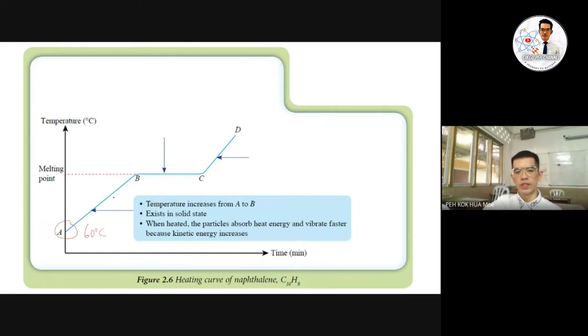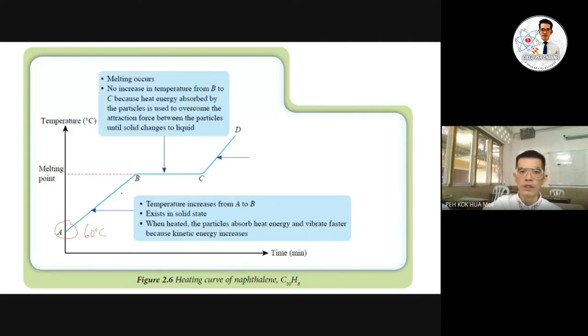This is because the kinetic energy of the particles increases. So that means here you have to know that the temperature increase is due to the kinetic energy of the particles increasing. Okay, and then you can see the curve at B to C is actually a straight line. There is no temperature change here. If there is no temperature change, that means the kinetic energy content will be the same from B to C. So what happened to the heat when we provided the heat to the naphthalene?